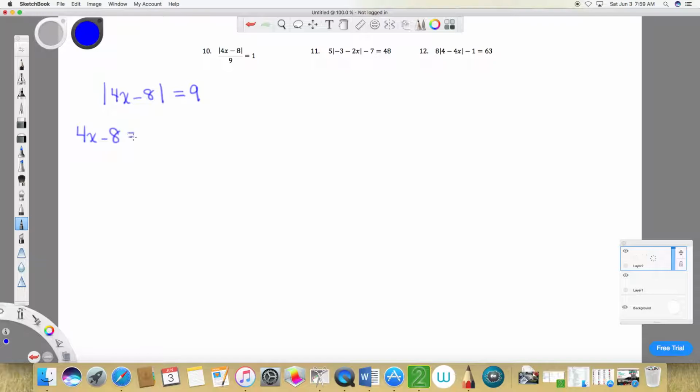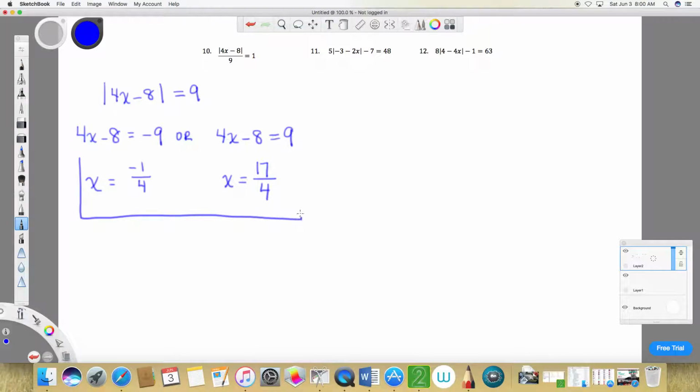4x minus 8 is either equal to negative 9 or it's equal to positive 9. And now each of these equations is just a two-step equation. In each case, we'll add 8 and then divide by 4. So negative 9 plus 8 is negative 1, and negative 1 divided by 4 is negative 1/4. 9 plus 8 is 17. 4 does not divide 17, so I'm just going to leave this as an improper fraction. Hopefully I haven't made any silly arithmetic errors.